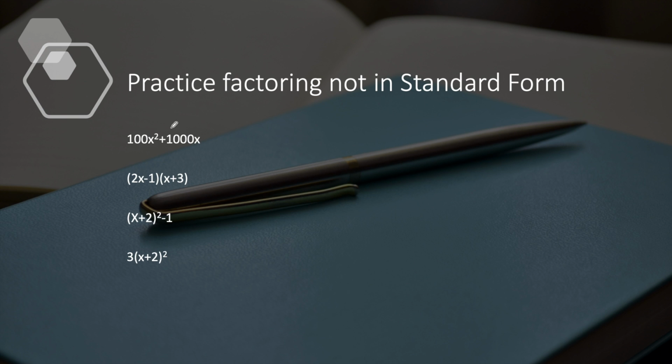Okay, first we have 100x squared plus 1000x. As you can see, we have no c value, so we can't use the normal distributive way. However, we do see a GCF. Both of these numbers have a common factor of 100x, so I'm going to go ahead and take out this GCF.